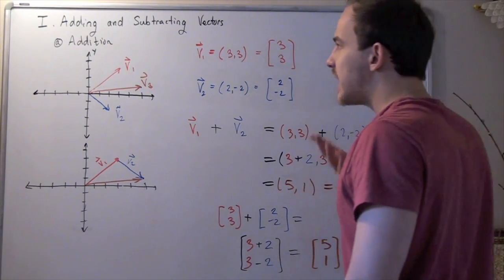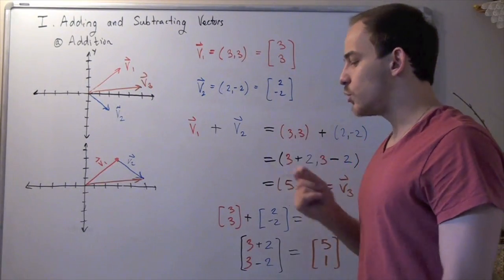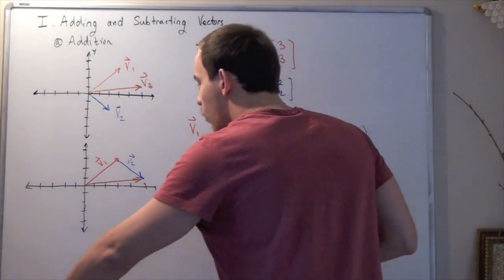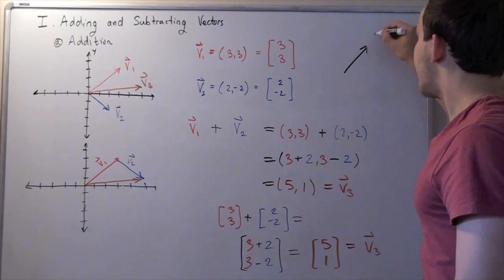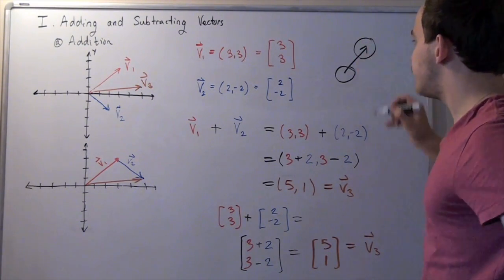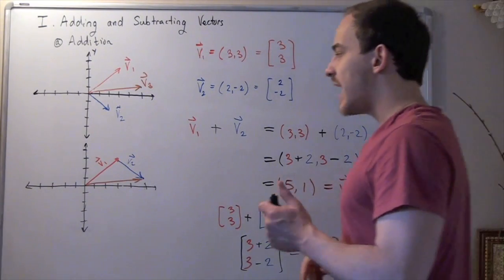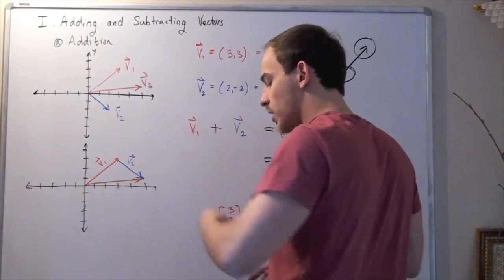Now, suppose I wanted to add these vectors up graphically. How would I do that? Well, first, recall that whenever I draw an arrow, it has a head. This is the head, and this is the tail of my vector. Tails begin at the origin, and the heads end somewhere else.